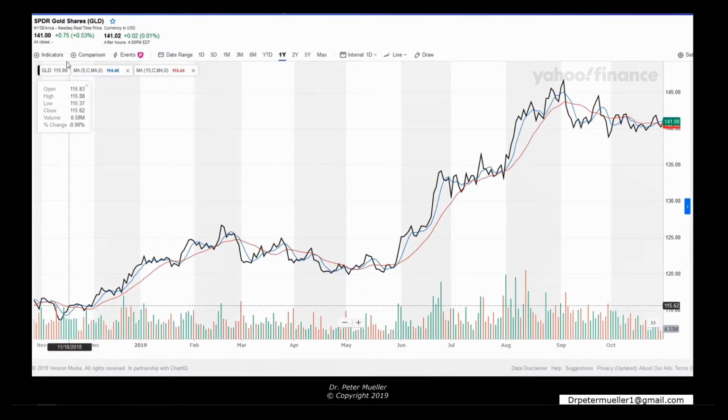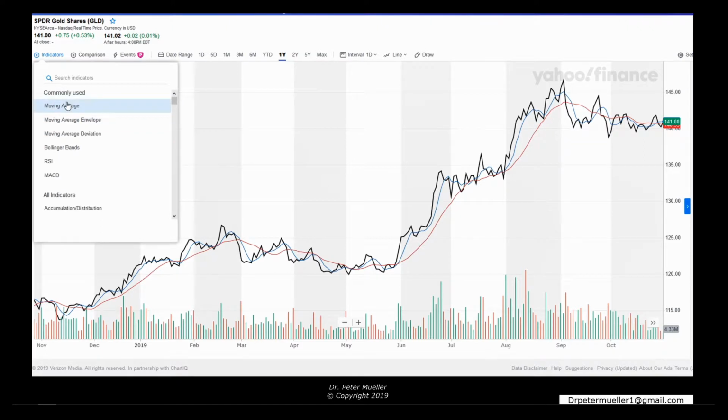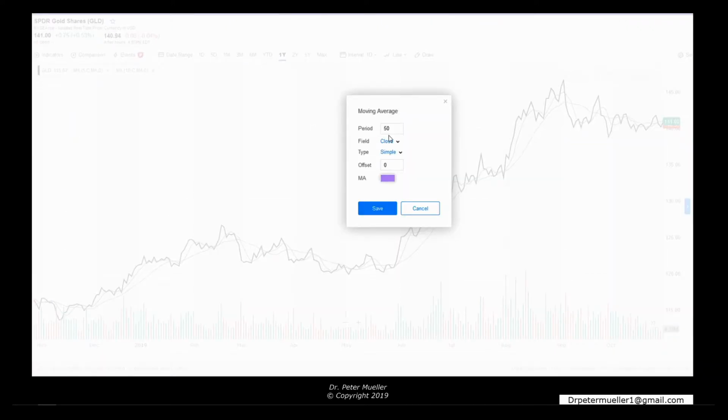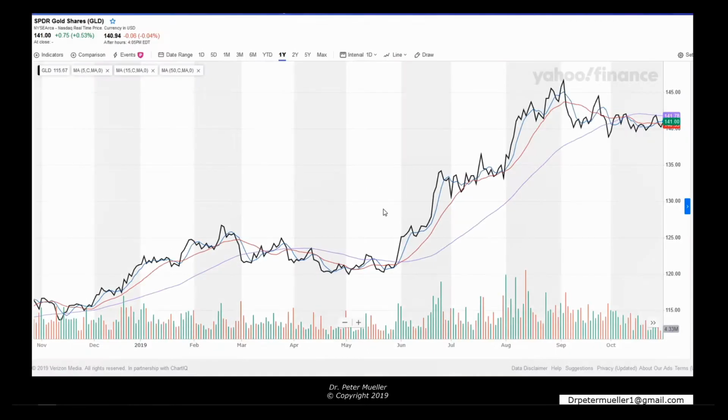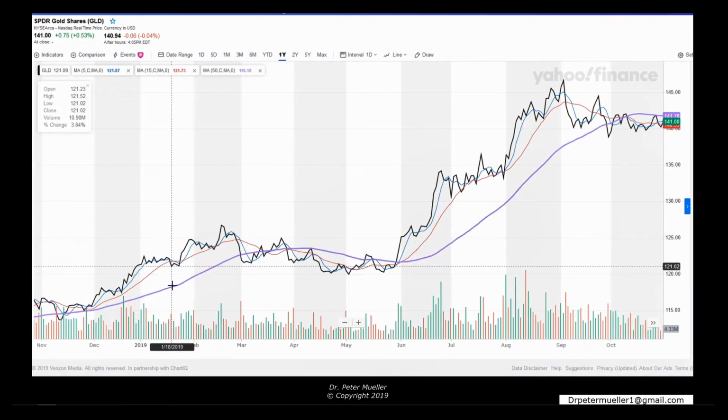Now, in order to demonstrate this effect furthermore, let's take the 50-day moving average and let's keep the purple line here and look at it. And then we see the 50-day moving average goes very smoothly, but we can see a very big difference between the moving average and the various curves.